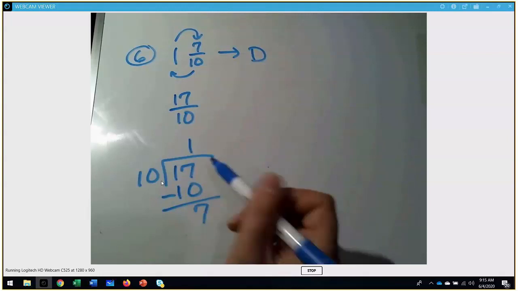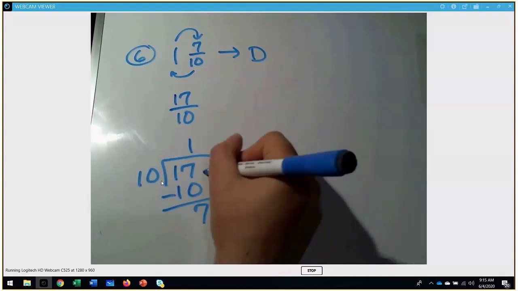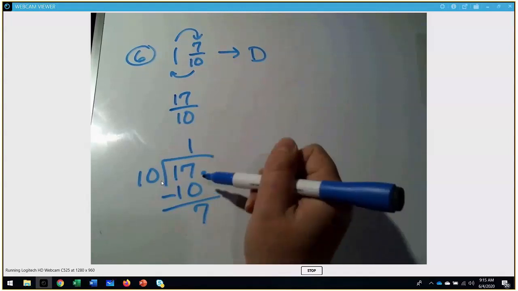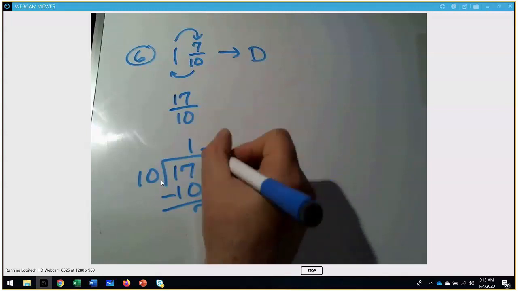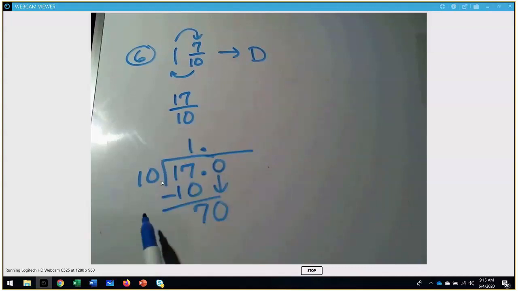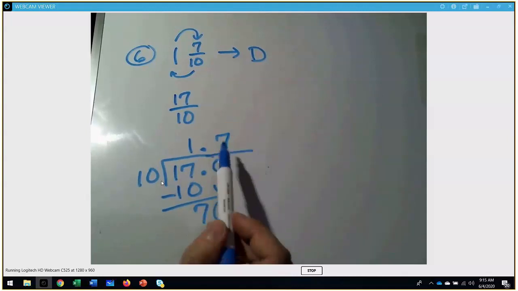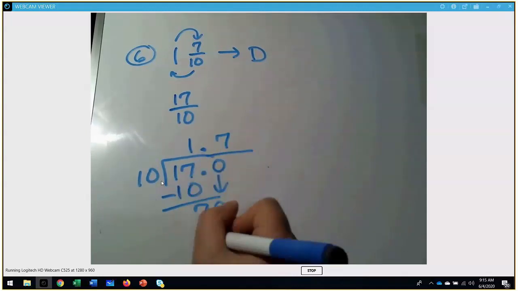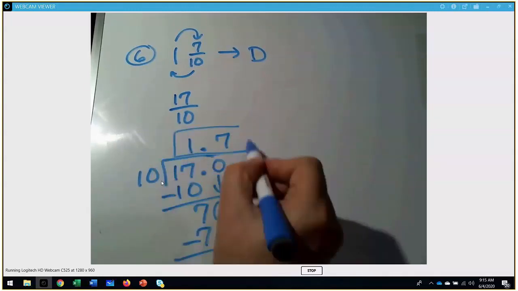So now, at this point, since I couldn't divide it evenly, now the decimal gets involved. You put the decimal behind, bring it up, and now you can start adding as many zeros as you need. And then continue your division. 10 will go into 70 7 times. 7 times 10 is 70, so we're done. And here's my final answer.